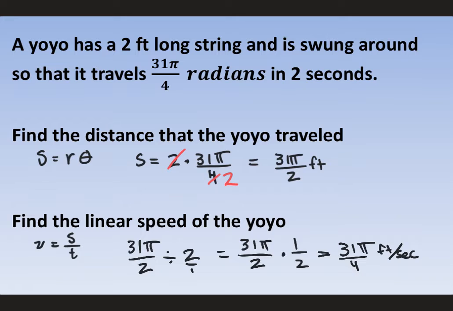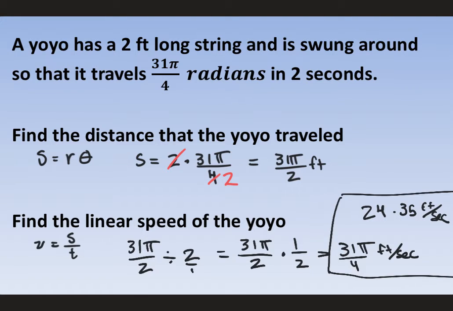So if we want to convert that into a more understandable answer, if we needed to, or if the problem asked for it, we would plug into our calculator and we would get 24.35 feet per second. Okay, so these are the same answers. One's just a decimal approximation. It doesn't matter what you give unless the directions say give exact answer. If the directions ask for an exact answer, you do this one. If it says give an approximation to decimals or something like that, you'd give this answer here.